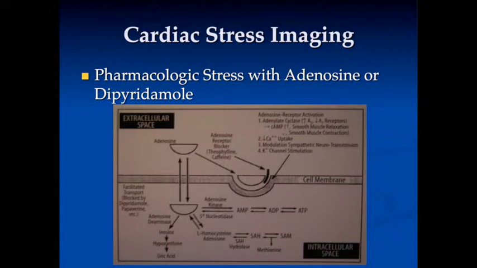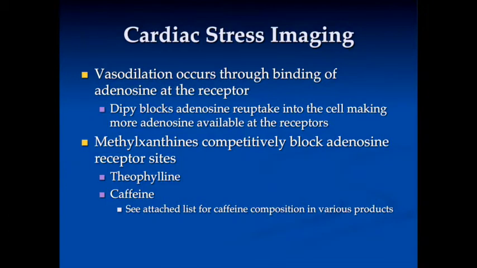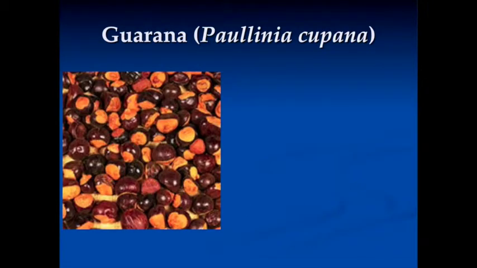Basically, the idea here is to create vasodilation through binding of adenosine at the receptor. The biggest interaction, methylxanthines, theophylline, caffeine. And I see attached lists for caffeine composition, but since I'm not physically there, this is a list that you could actually easily find on the web. Just Google caffeine content of substances, and there's several very nice websites that give you an approximate list. So that's not hard. All of you ask, well, are you on caffeine? When was the last time you had coffee?